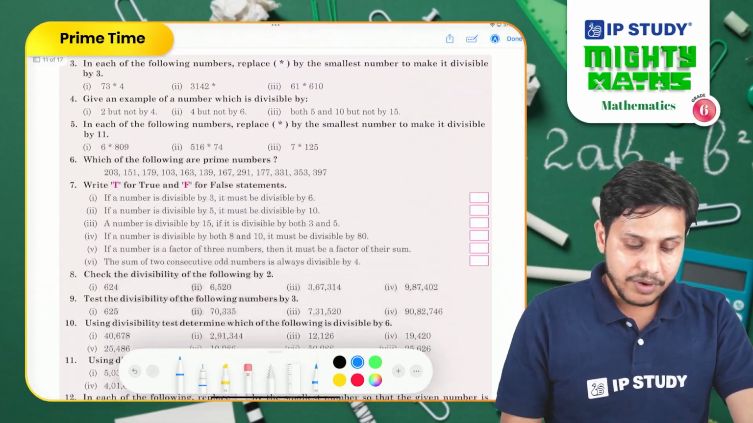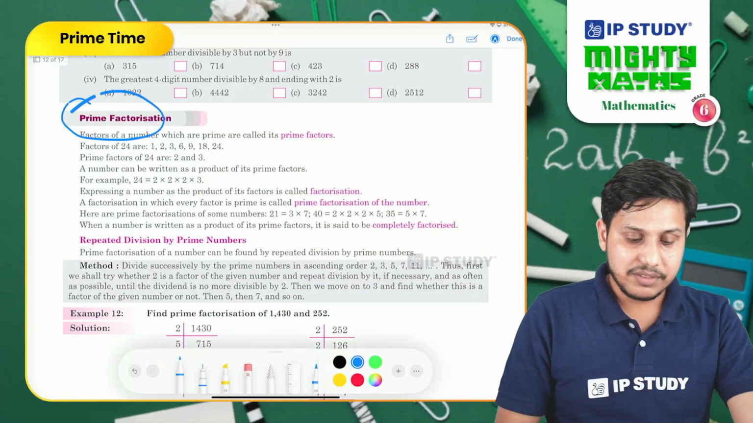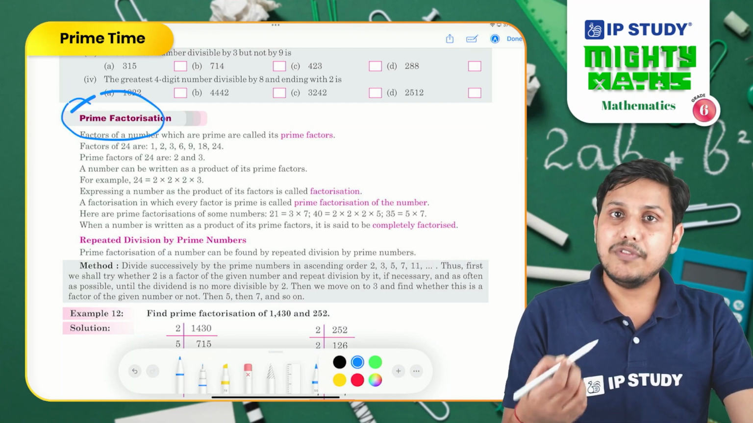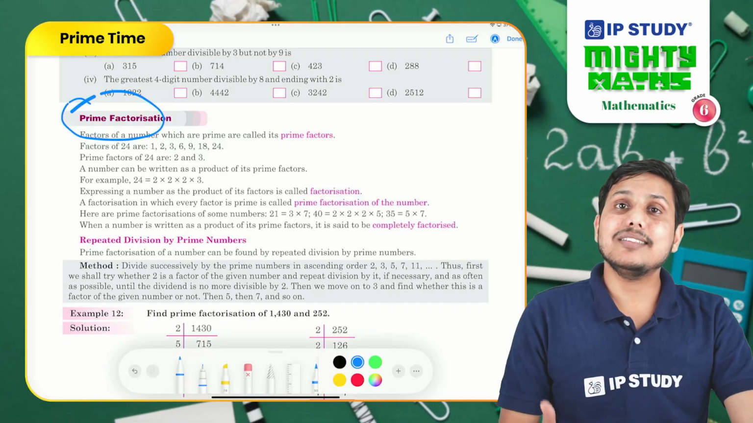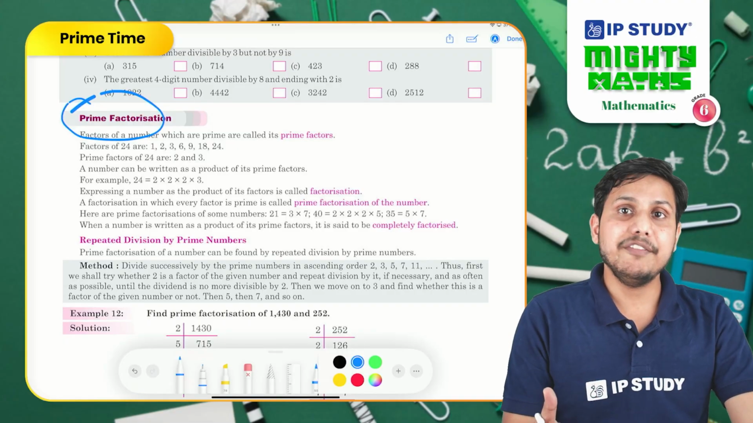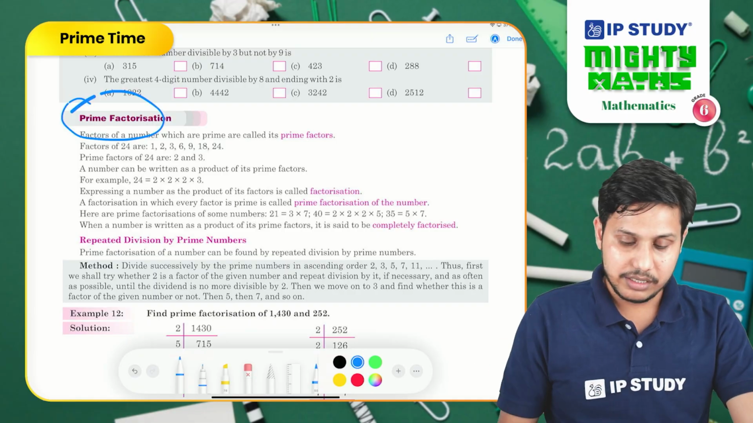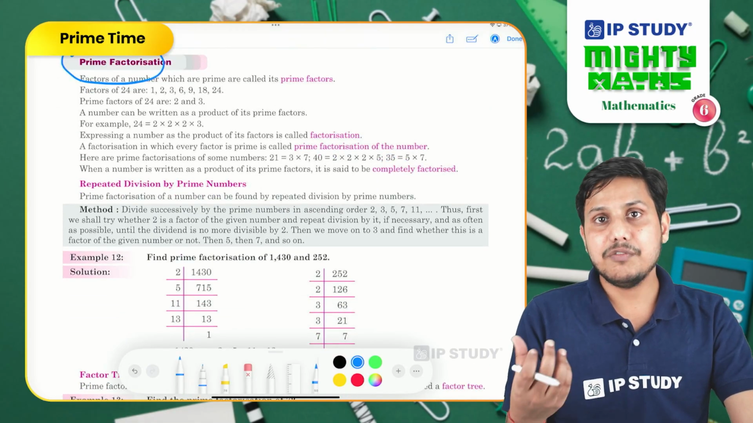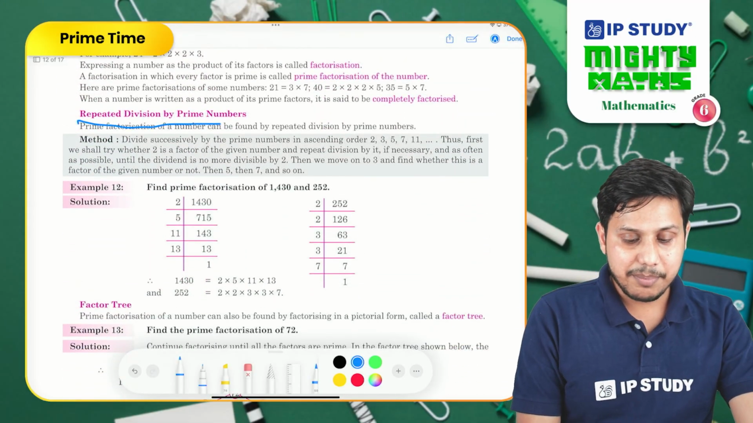Now students, moving to the next topic, prime factorization. So what is prime factorization? When we find the factors of a number, that is only the prime factors, and we express the given number using those prime factors only, then we call it prime factorization. Now there are various methods to find the prime factorization of a given number. The first one is repeated division by prime numbers.